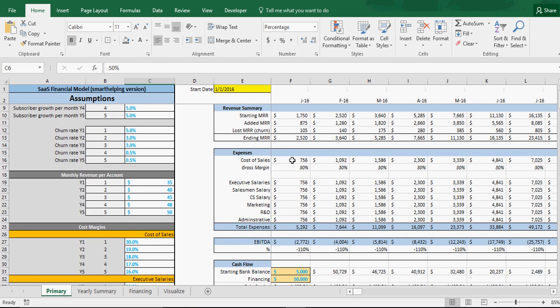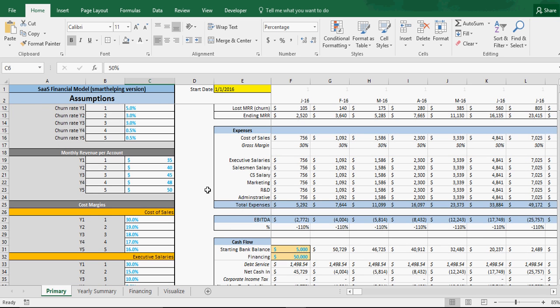So here it's gone, cost of sales are 30% of the $2,520 of MRR that we got for the month, which is how much you had and how much you've added and lost. So basically this is just saying this is a net build for the month. And your margin is 30%, $756.